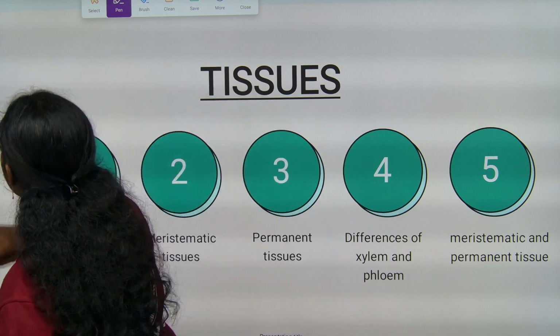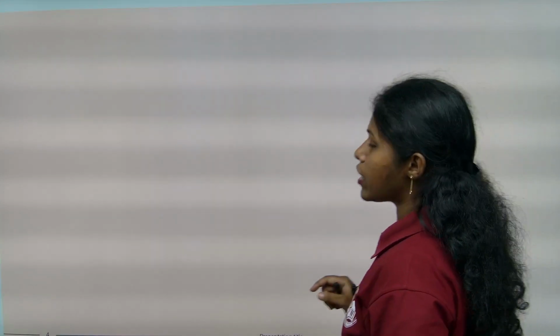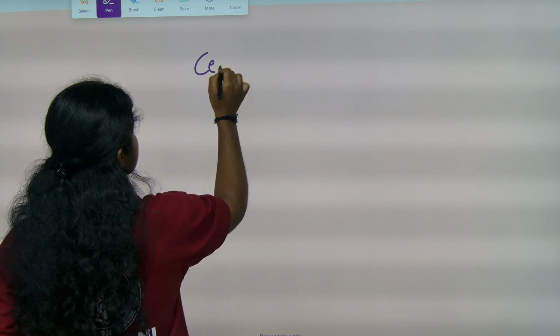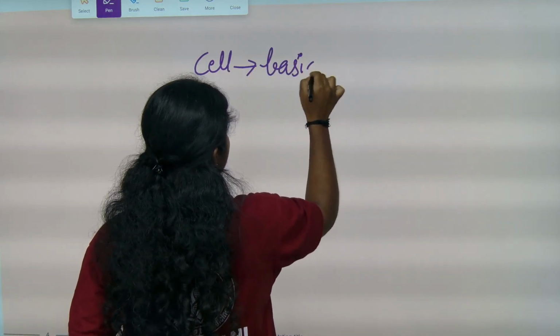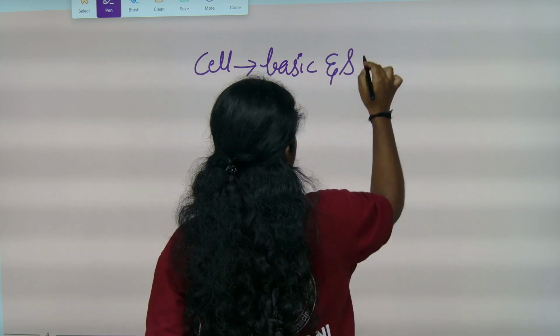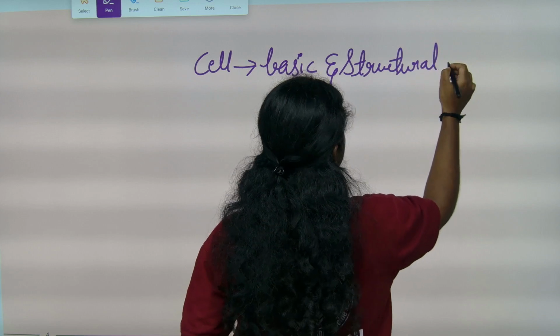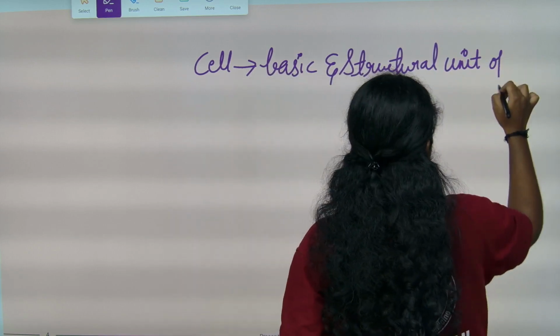Before I start the class, I would like to revise the previous concept, children. The first chapter of the 9th standard is The Fundamental Unit of Life: the cell. So what is a cell, children? The cell is the basic structural unit of life. We all know it. So what is the connection here? We all know that the cell is the basic structural unit of life.